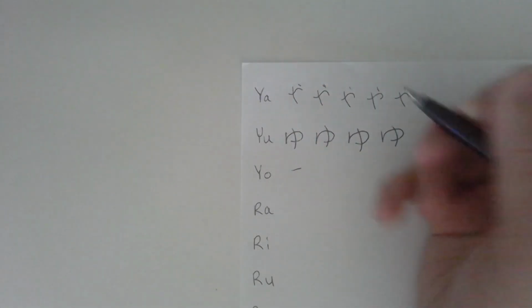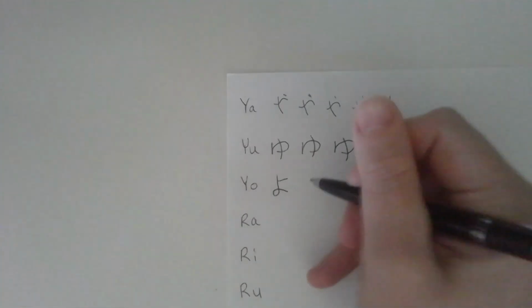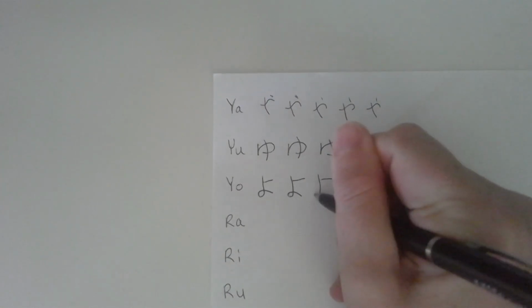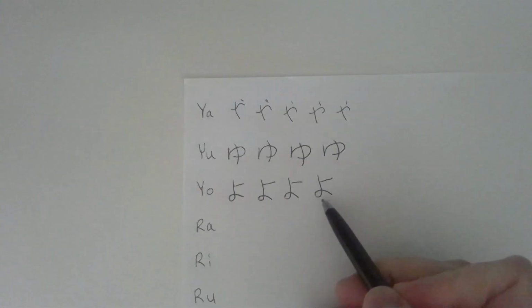a line across and then like that. That's yo. 1, 2. A loop-de-loop at the end.